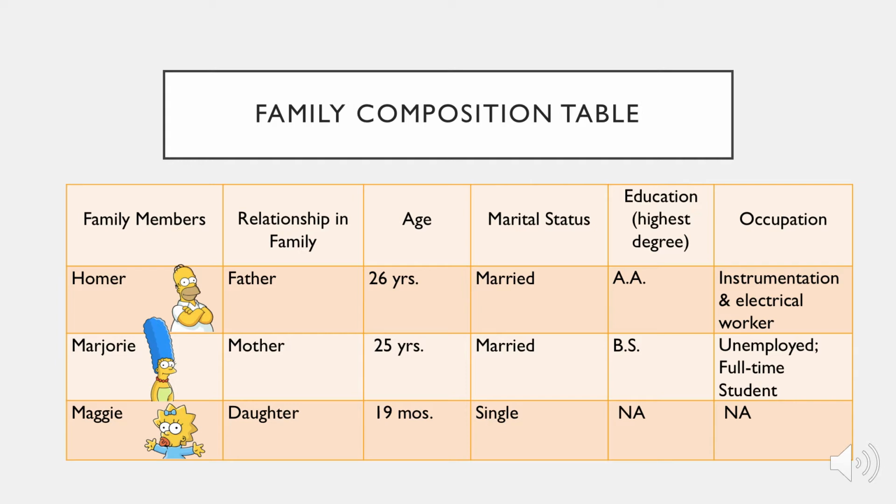Looking at this family composition table, Homer is the father that works in instrumentation and electrical with an associate's degree. He is 26 years old and is married to Marjorie, who is 25 years old. She is currently not working, but working on obtaining her second bachelor's degree. Together, they have a 19-month-old daughter who attends daycare.